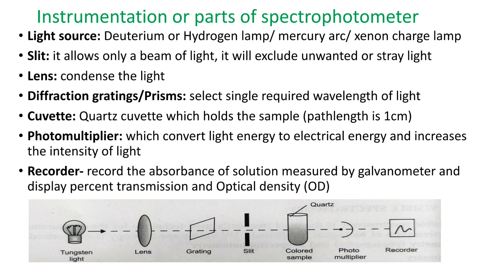Cuvettes are usually quartz cuvettes which hold the sample, and the path length is usually 1 centimeter. The photomultiplier converts the light energy to electrical energy and increases the intensity of light. Because of this photomultiplier, even if the light intensity is very low, it will be increased, and we can detect a minute quantity of the sample. The recorder records the absorbance of the solution measured by the galvanometer and displays the percentage transmittance or optical density.